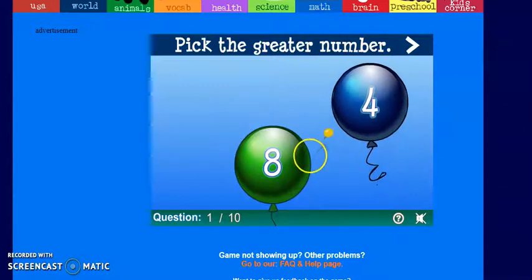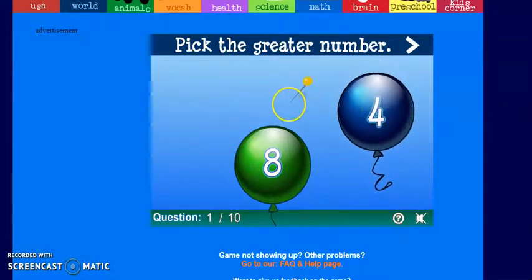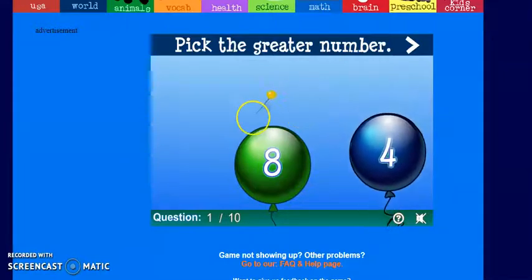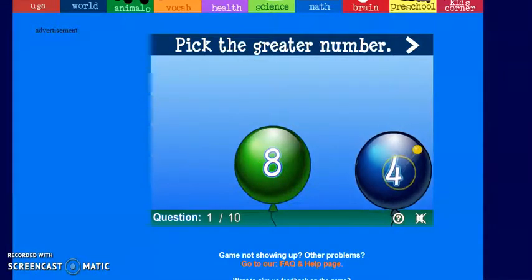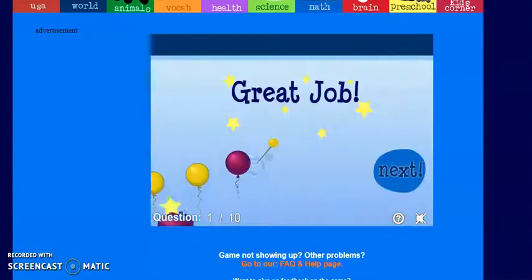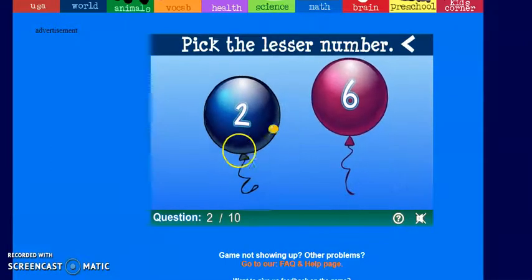So here we have 8 and 4. Which one is the greater number, or which one is bigger? Is it 4 or is it 8? That's right, it's 8. That's going to be our bigger number.